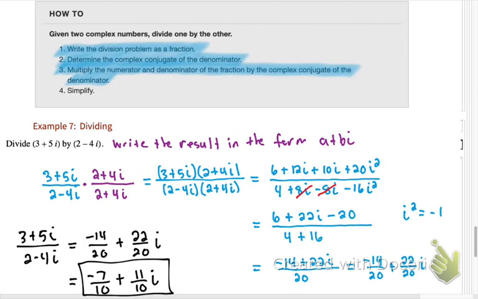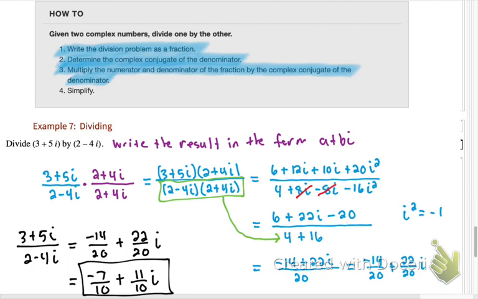Let me back up a little bit here. I could have skipped, and I'll box this in green, when I multiplied in the denominator 2 minus 4i times 2 plus 4i, I could have skipped straight to 4 plus 16 because 2 squared is 4 and 4 squared is 16. 4 plus 16 gave me 20. So rather than using the FOIL method, I could have just used the formula as a shortcut.